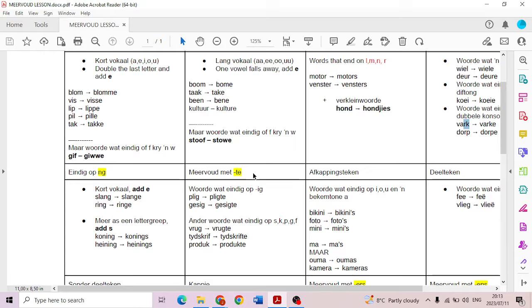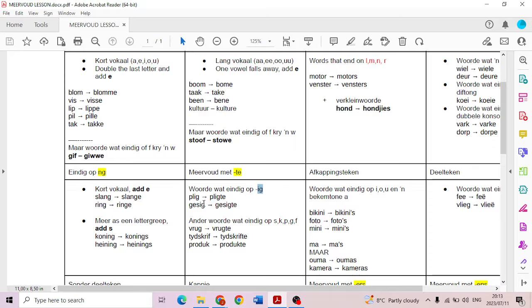Okay. So here also, in most cases, when a word ends on ig, then it's going to get te in the plural. So an example is plig becomes pligte, gesig becomes gesigte. You would have made a mistake here to say plige or gesigge because you are trying to apply this rule, but you need to first eliminate it from here.